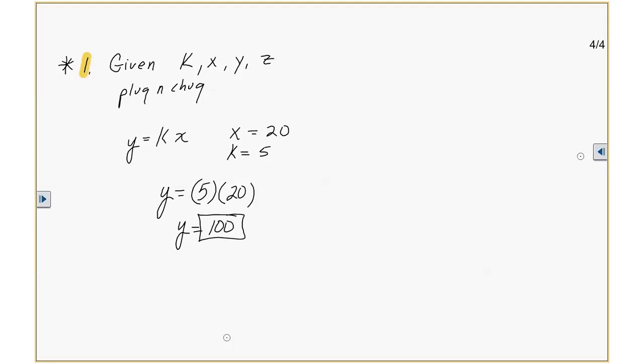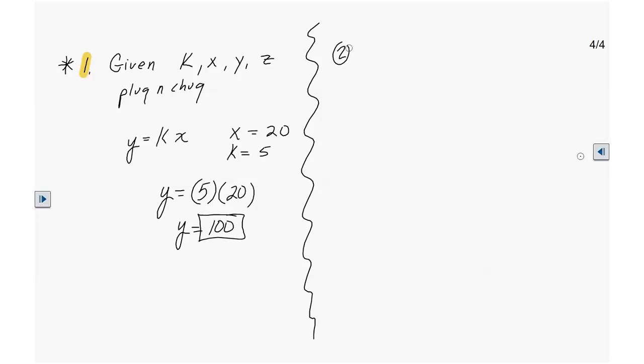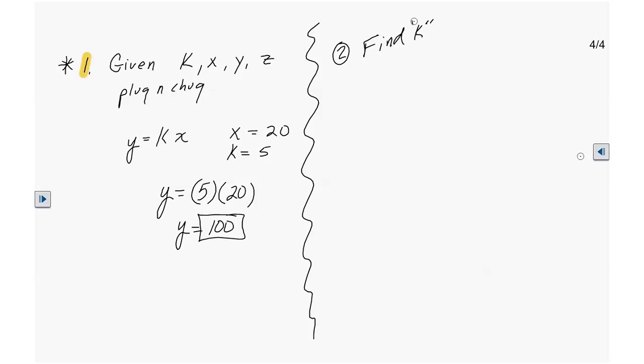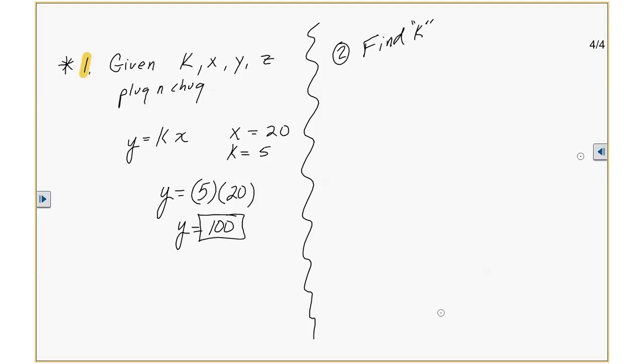The second type of question you're going to get is find K. Now finding K you've already done. We found out multiply by 2, multiply by 4, multiply by 5, multiply by 6, whatever the case may be. Once you find the K, that's your multiplier. So in those recipe questions, K came out to be 2, came out to be 3, came out to be 4, depending on what we needed.